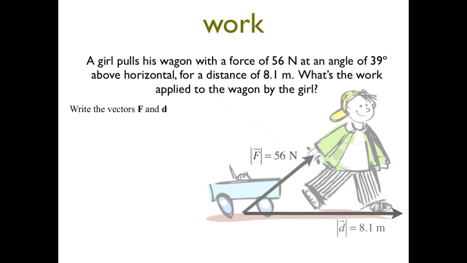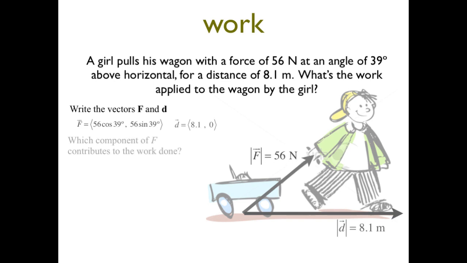Wouldn't that just be 8.1, 0? Yes, 8.1, 0. So F is 56 cosine 39, 56 sine 39. D is 8.1, 0. So hopefully most of us got that. That's important to be able to do that.